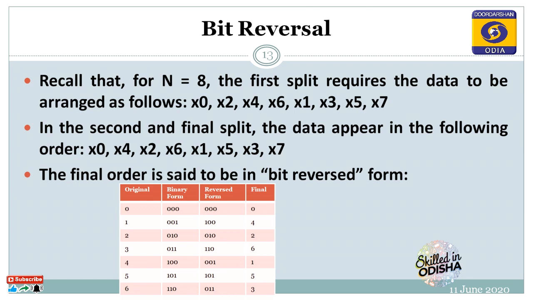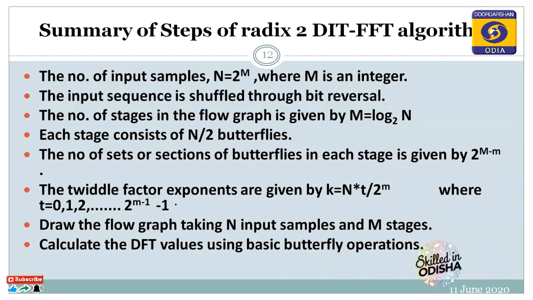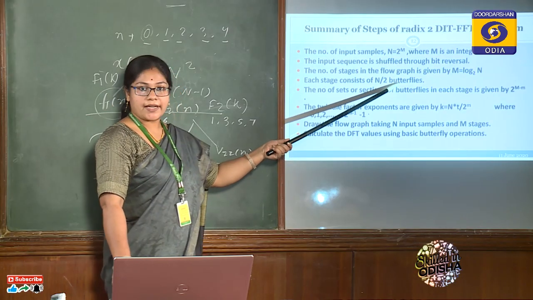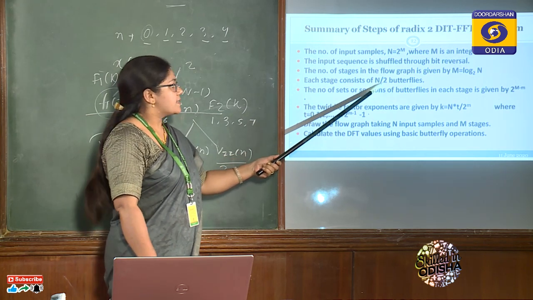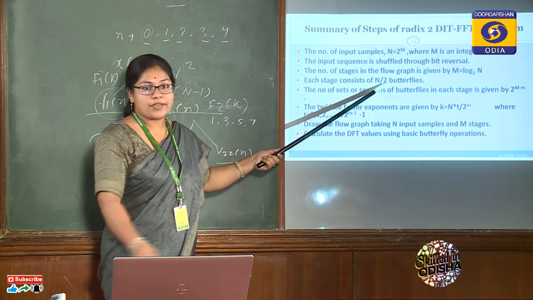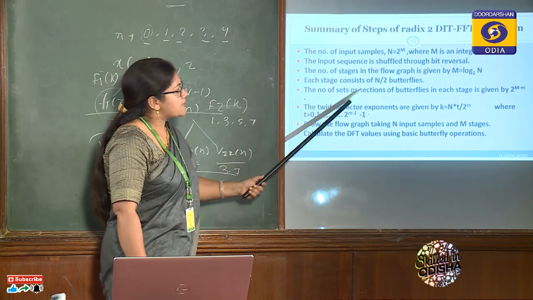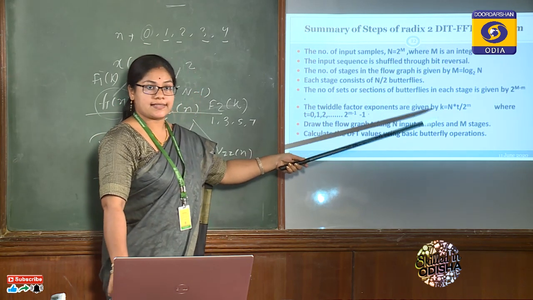Now next, the number of stages in the flow graph will be m is equal to log 2 of n. It can be verified here. Now each stage consists of n by 2 butterflies. The basic butterfly we know, since we are always dividing into 2 parts, even part and odd part, so it's n by 2 butterflies. The number of sets of sections of butterfly in each stage is given by 2 to the power m minus m.